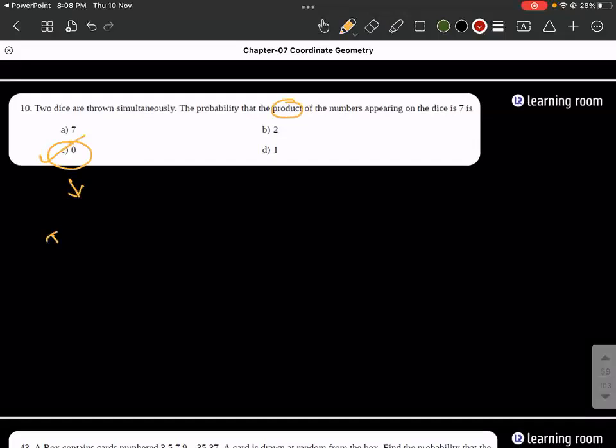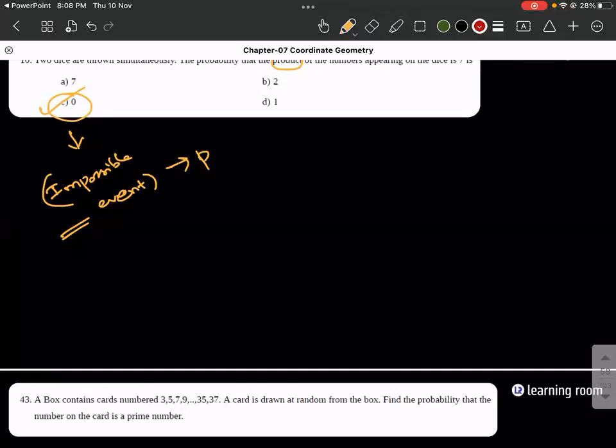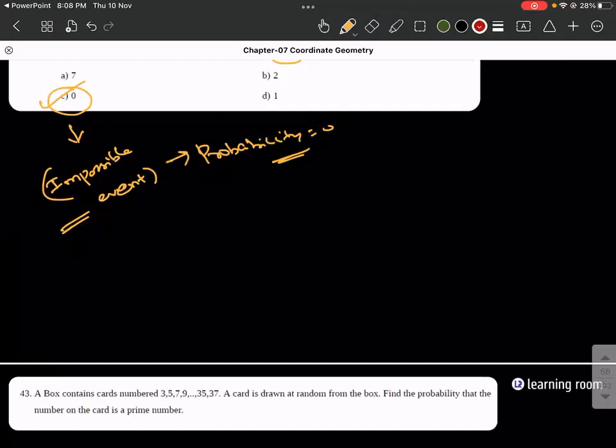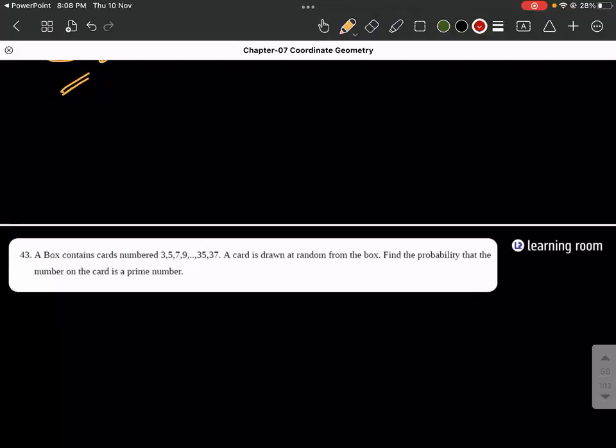So whenever the probability is 0, you call it an impossible event. Impossible event means the probability is 0. Okay. A box contains cards numbered 3, 5, 7, and so on till 37. A card is drawn at random from the box. Find the probability that the number on the card is a prime number.